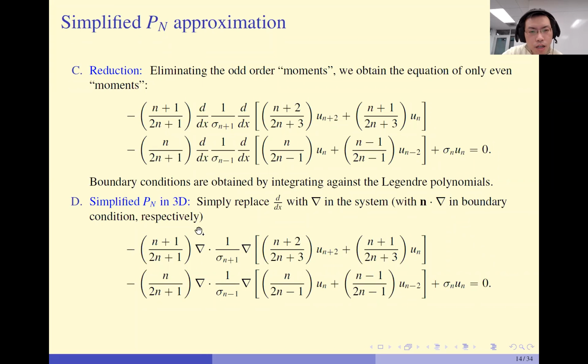To derive the simplified approximation, there is just one more step, which is quite crazy. It is to replace the differential operator in one dimension with the Laplace operator with the gradient, and also replace the boundary condition with the Neumann boundary condition operator. Then you arrive at the simplified P_N model in 3 dimensions.